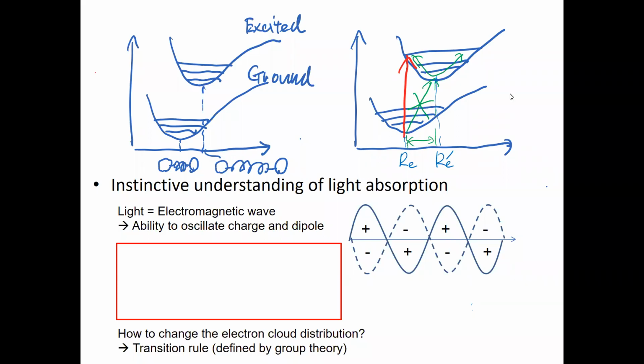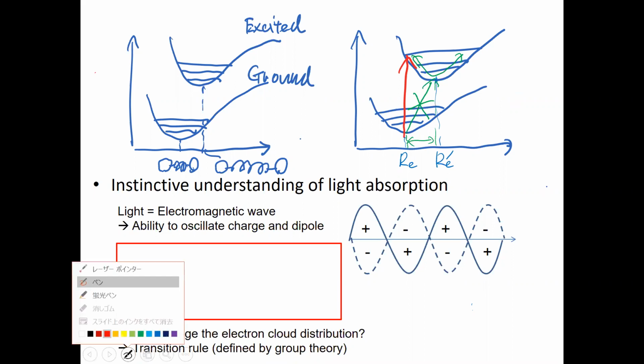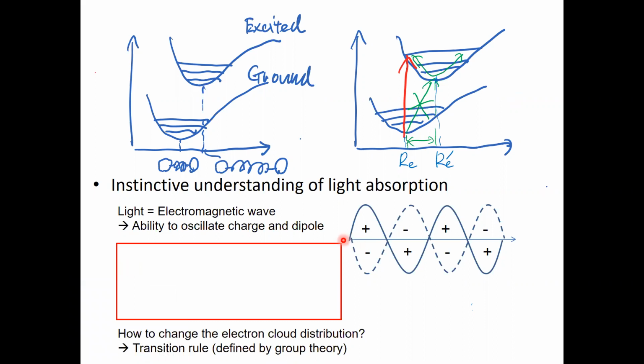And for the next step, I would like you to understand some of the instinctive understanding of light absorption. As I mentioned several times, light is called the electromagnetic wave because it has oscillation of electric field and also a magnetic field perpendicular to this electric field. And this electric field can induce the oscillation of the charge and dipole in the molecules, meaning the electron cloud is modified by the electric field of light.